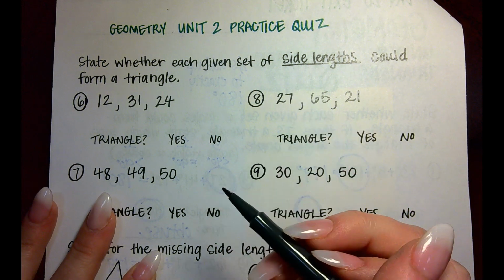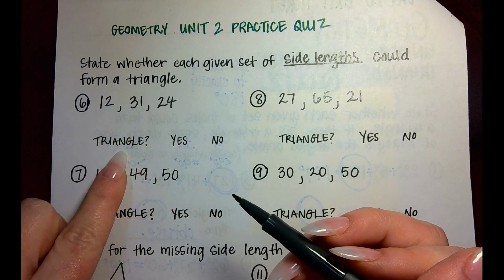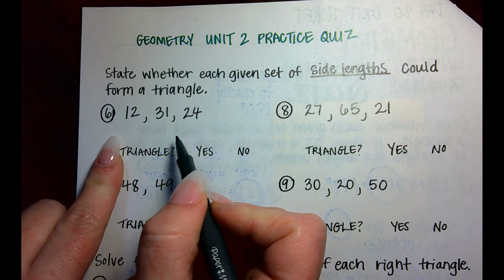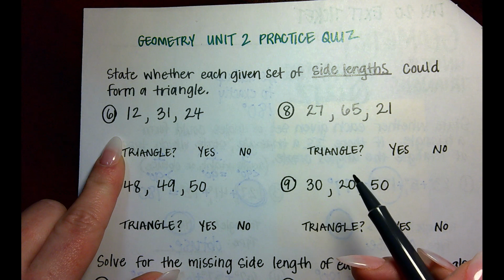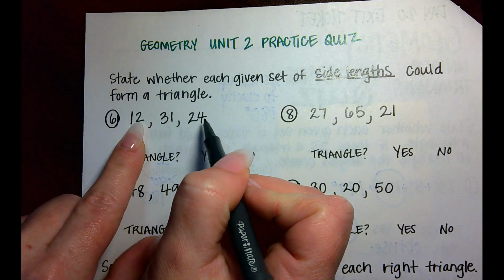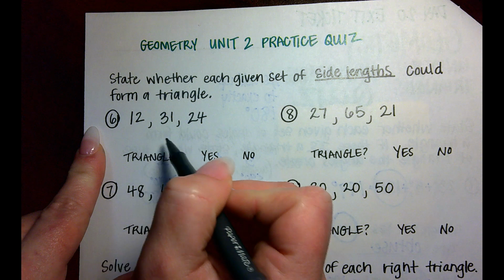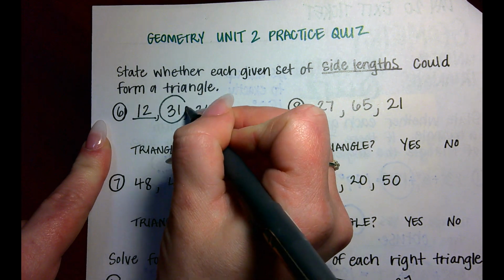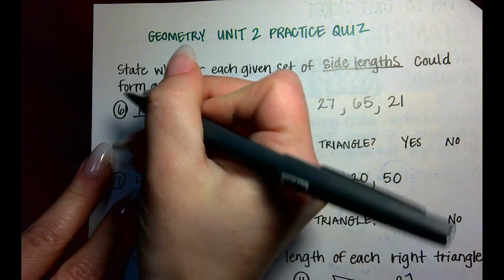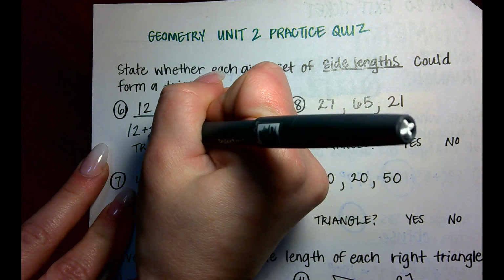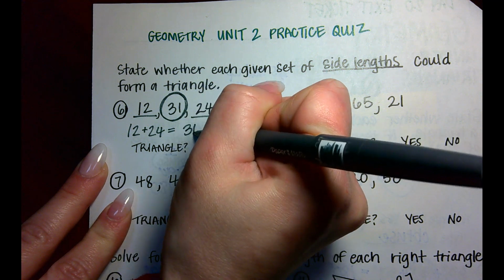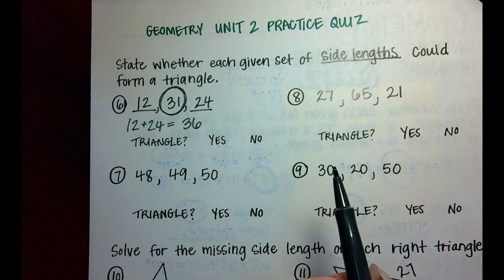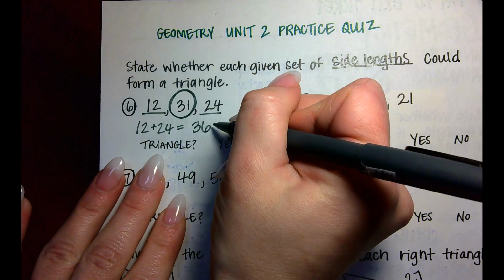Yes, Michael? How do you solve it? Add 24 to 12. Ah, yes. How did you know to add 12 and 24 and not 31? Those are the 2 smallest numbers. Yes. So we add together the 2 smaller sides, which in this case are 12 and 24. 31 is the biggest side. So 12 plus 24, you said that's 36? Yes, it is a triangle. Why is it a triangle? Because it's bigger than 31.